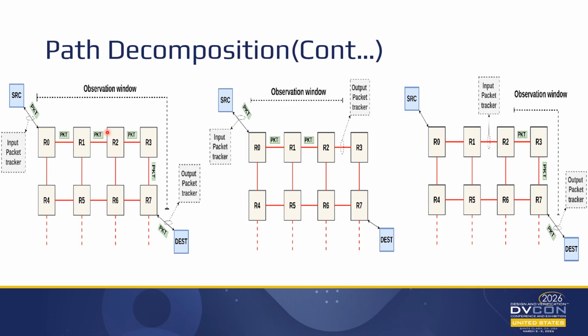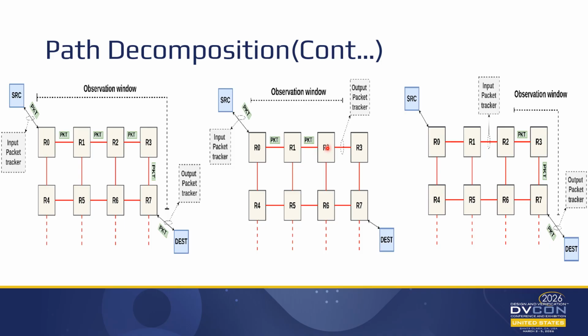So what we do using path decomposition is we break this whole problem into two shorter problems. First we verify R0 to R2. We're tracking the packet from R0 to R7, but we are tracking that same packet at R2.